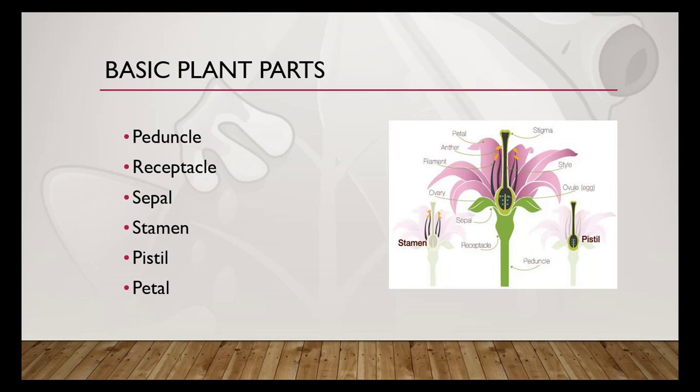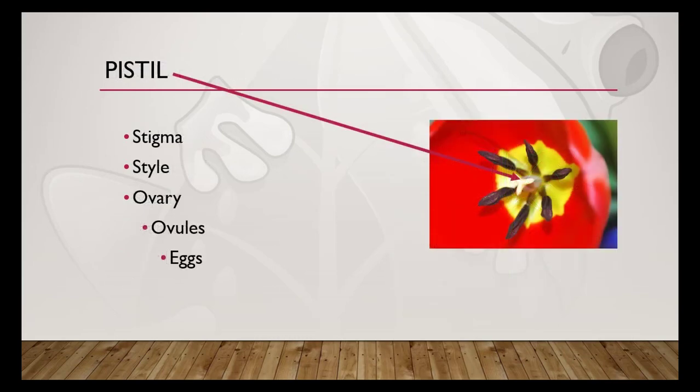There are several parts to the pistil and stamen that we want to discuss. Let's start with the pistil. The pistil is the female part of the flower. It carries the seed that's fertilized by pollen that's made in the male part of the flower. The parts of the pistil we should know are the stigma, the style, and the ovary. Just like in animals, the ovary is where the new plant will grow.